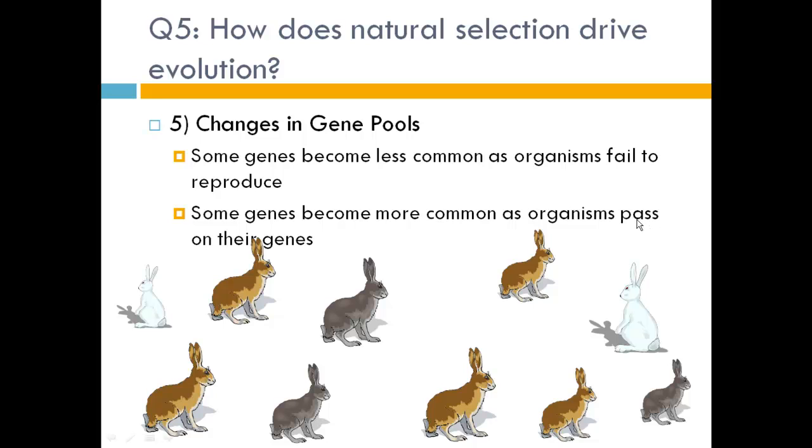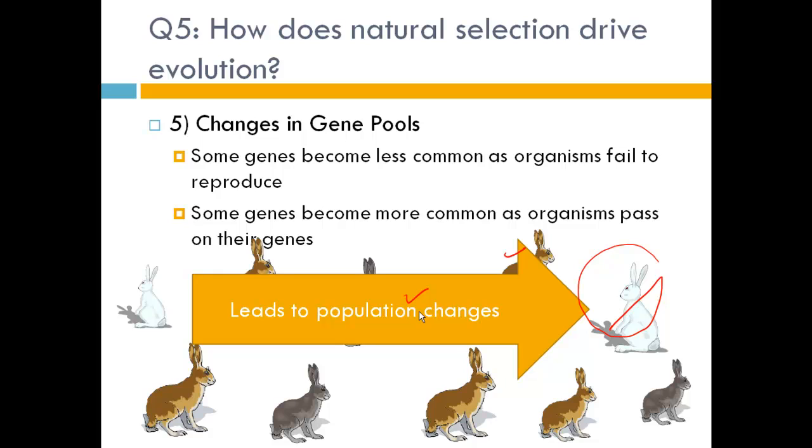And this can lead to changes in our gene pools. Our white rabbits become less common because our white rabbits fail to reproduce. Our brown rabbits and our gray rabbits pass on their genes, and those genes become more common because they're able to survive and reproduce more often. Over time, this can lead to population changes.